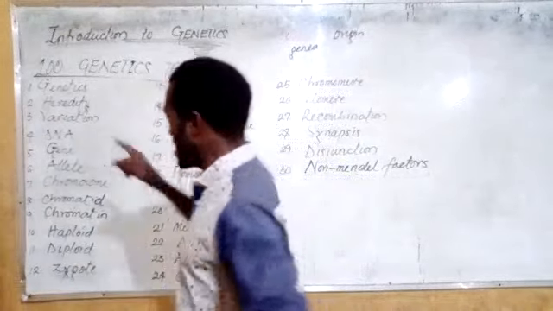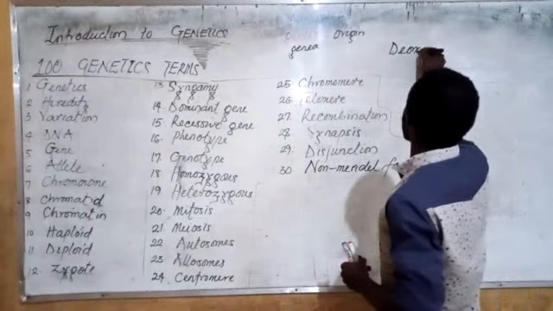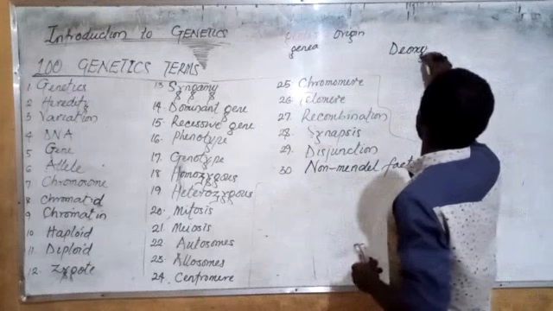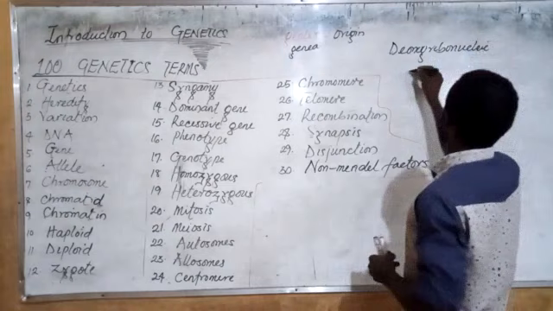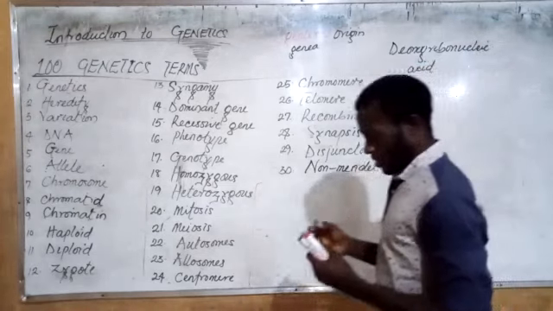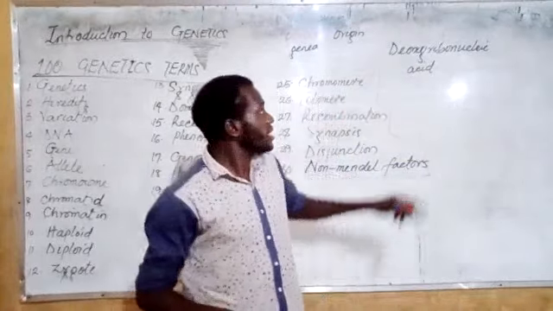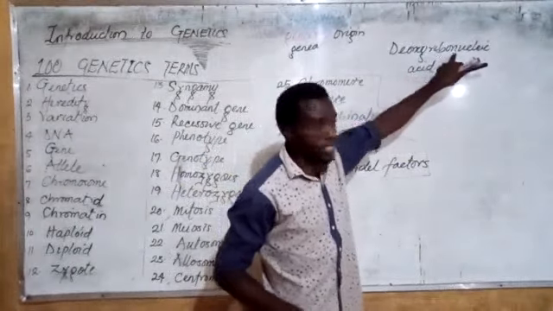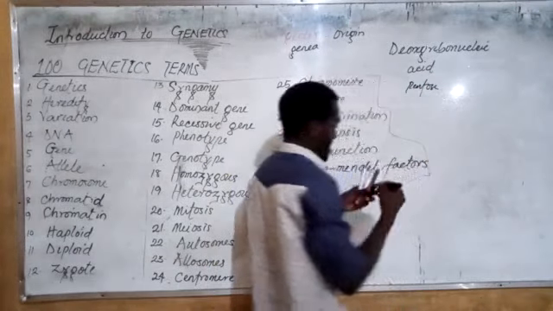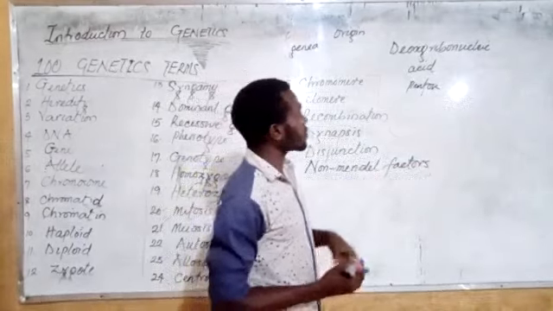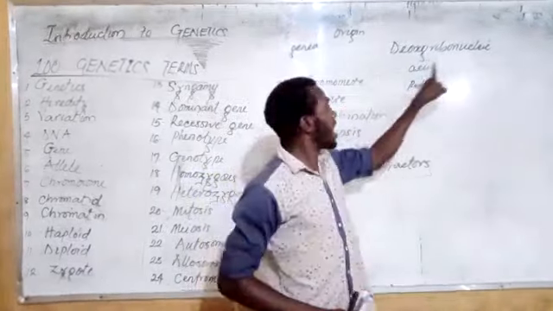The next term is DNA. DNA basically stands for deoxyribonucleic acid. Nucleic acid. And what that means is that, you see, look at the word deoxy. Deoxy means that the ribose sugar, the pentose sugar has been deoxidized. So because it has lost an oxygen atom, it is called deoxyribonucleic acid.